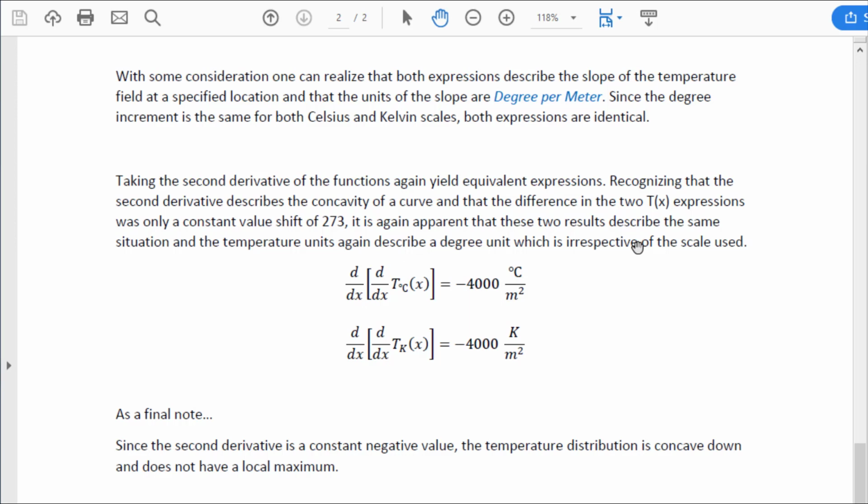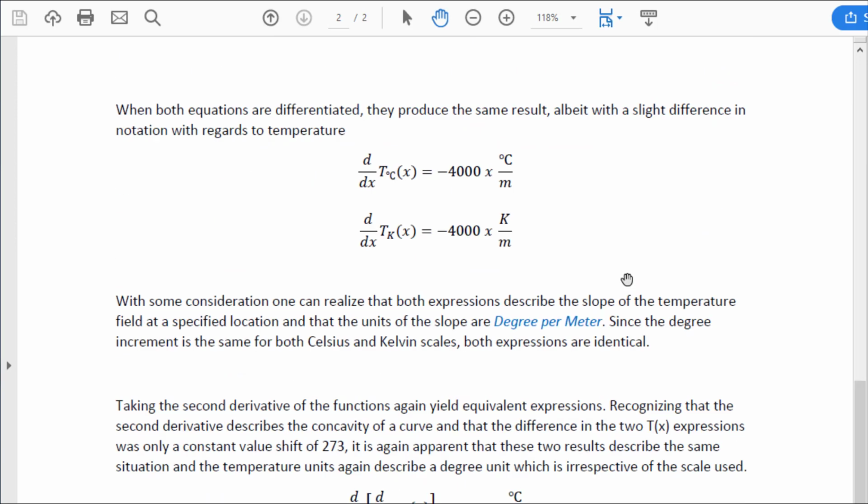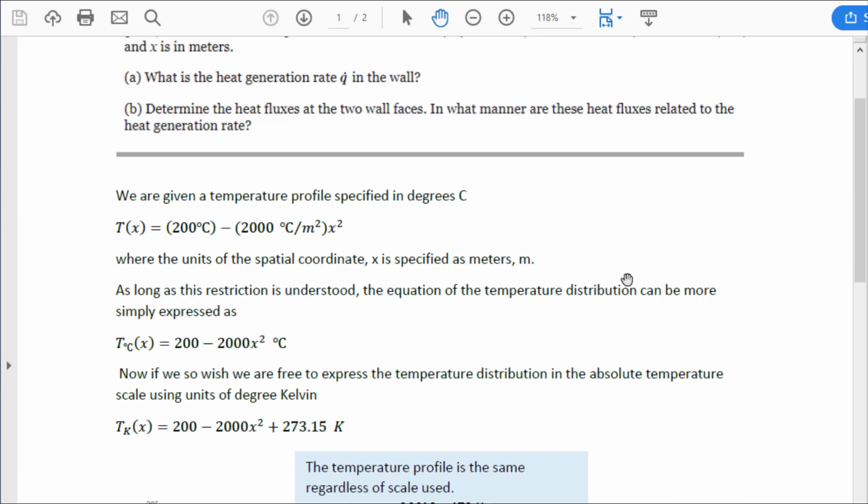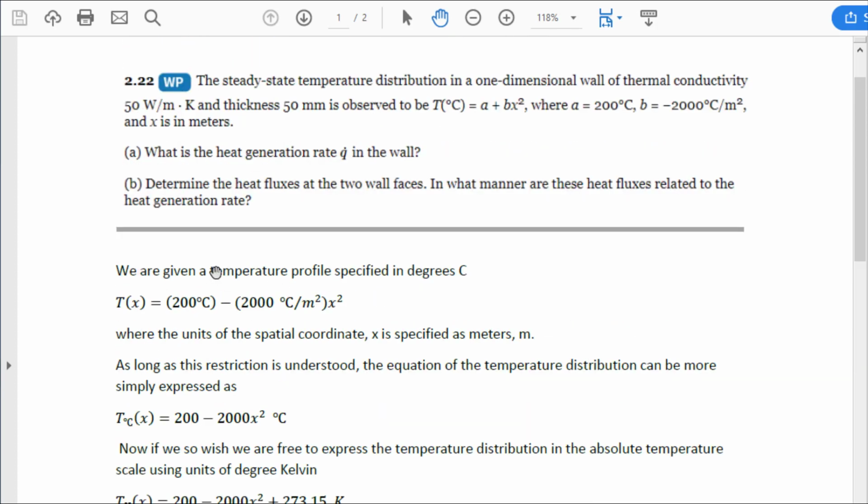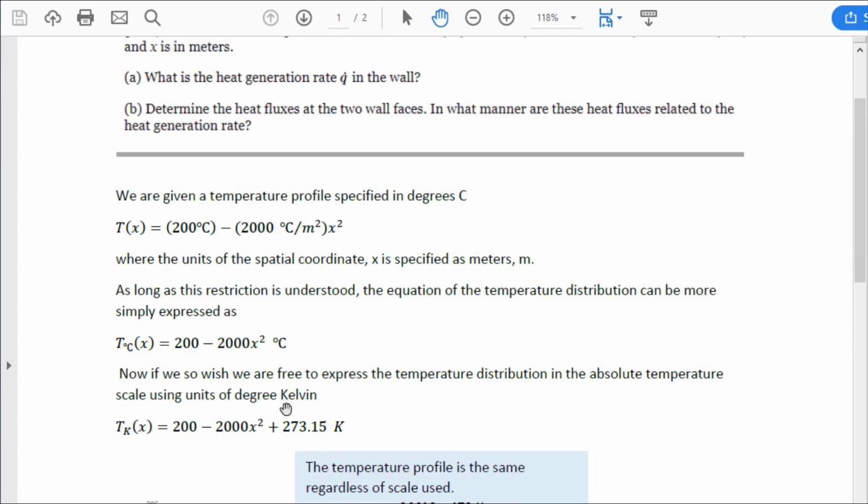So when you're dealing with a temperature profile such as this, you can use it either as degrees centigrade or Kelvin, it doesn't matter, but you have to remember that when you do that, you don't add 273 to each one of these individual constants. It's just adding 273 degrees to the equation. You're just doing that shift up and down.